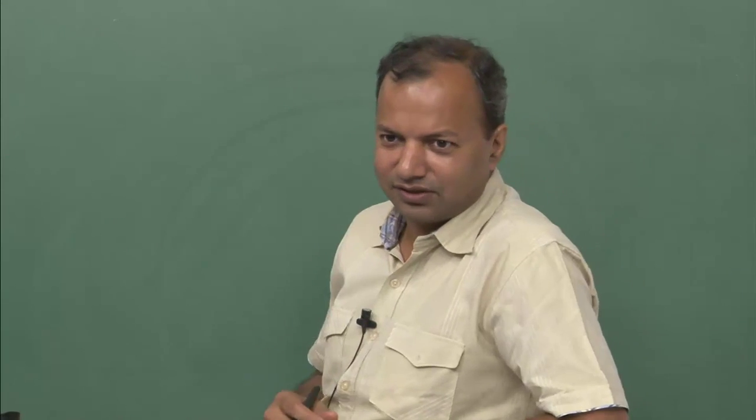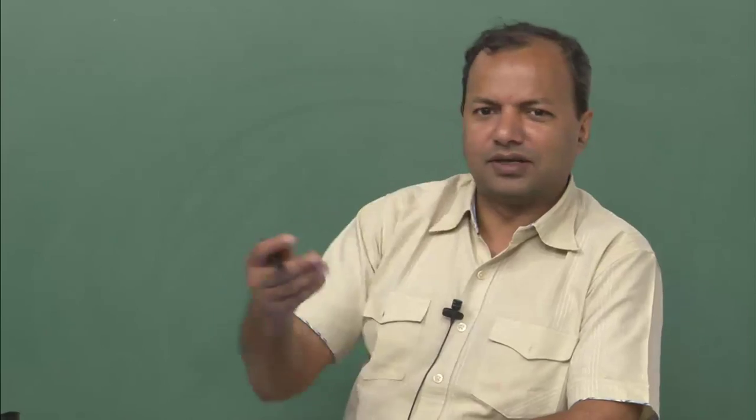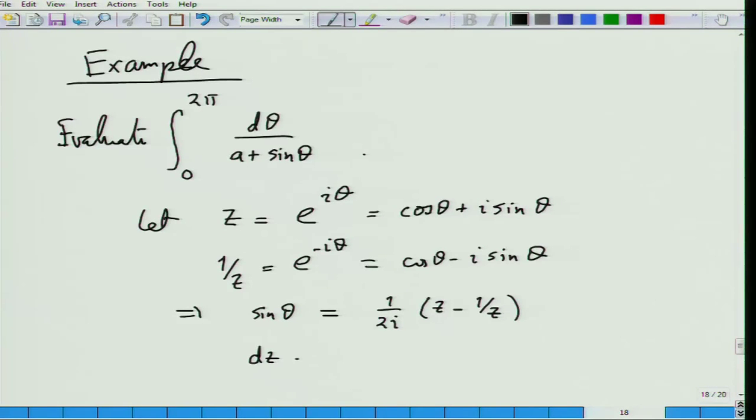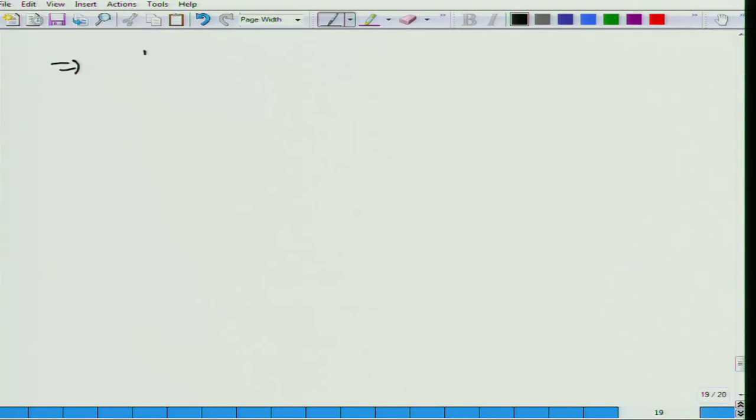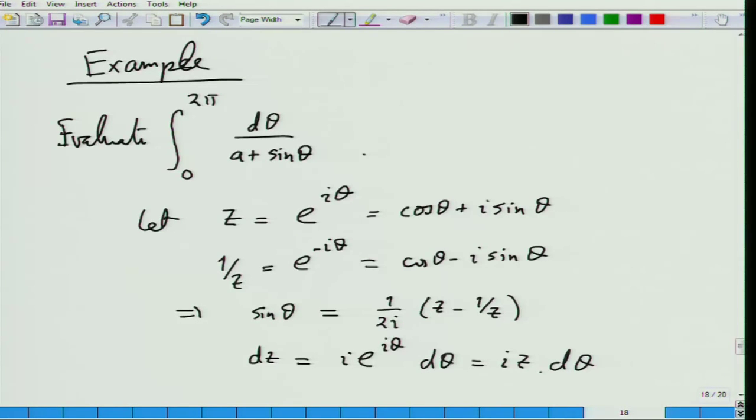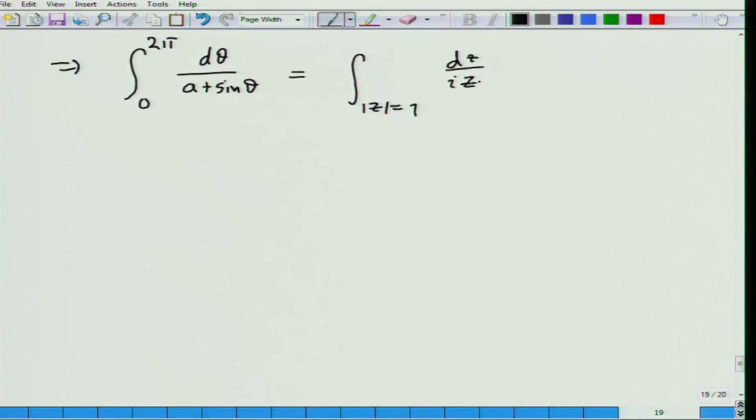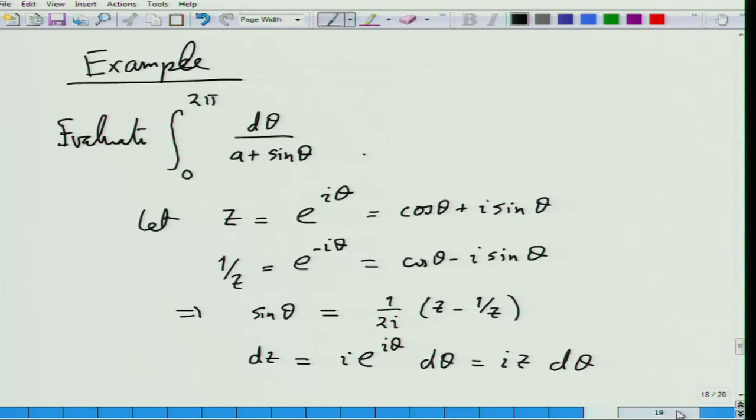We are choosing z to be e to the I theta, making sure that mod z is 1, because we are integrating over this circle and we can choose any radius of the circle, and radius 1 is the best for us. Good, so that's sin theta. And dz is I e to the I theta d theta, which means I z d theta. So now we have everything to do the substitution. d theta is dz by I z, and sin theta is 1 over 2 I times z minus 1 over z.